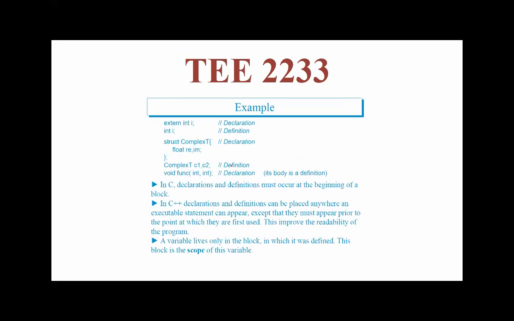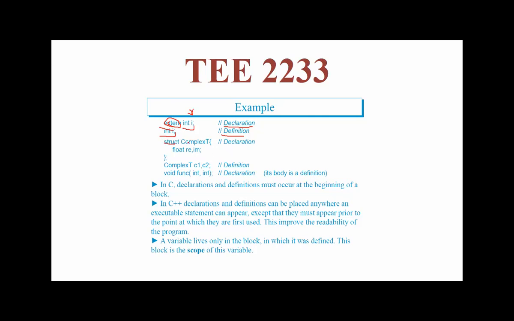Let's look at the examples. When you say extern int i, because of this extern, this becomes a declaration. Int i becomes a definition. When you say int i, memory is allocated to i. When you say extern int i, you are saying there will exist a variable which is an integer and its name is i. It will be an external variable.